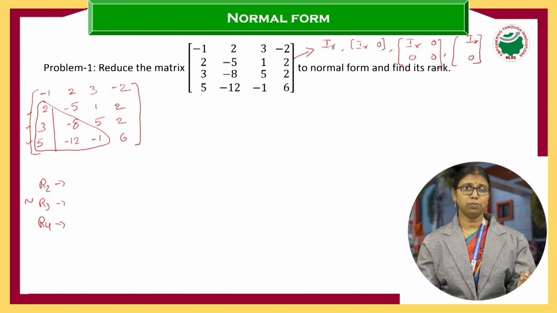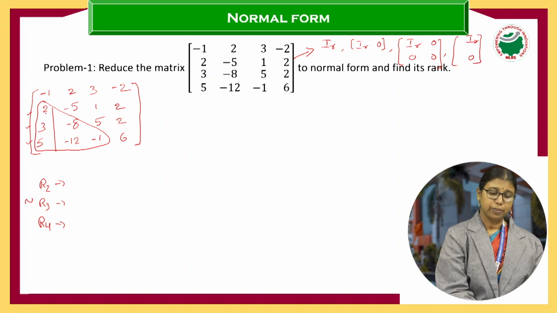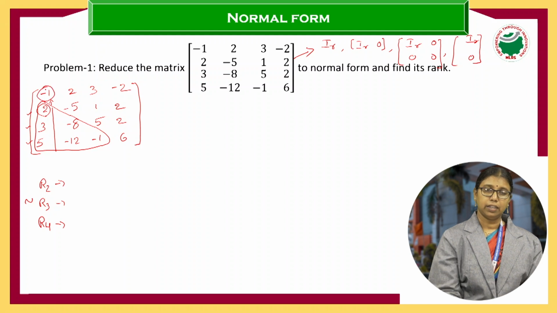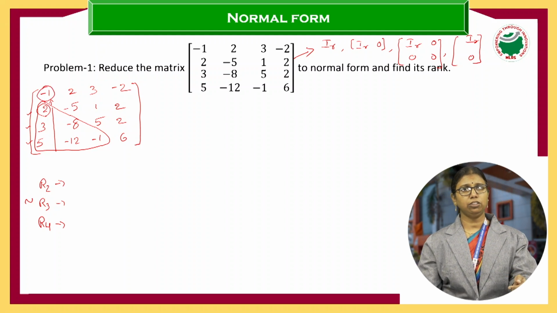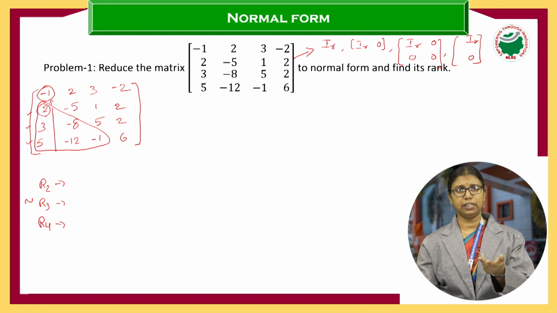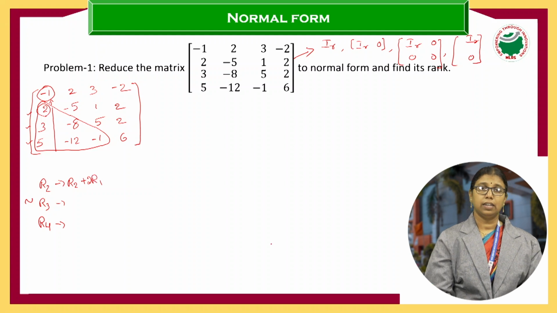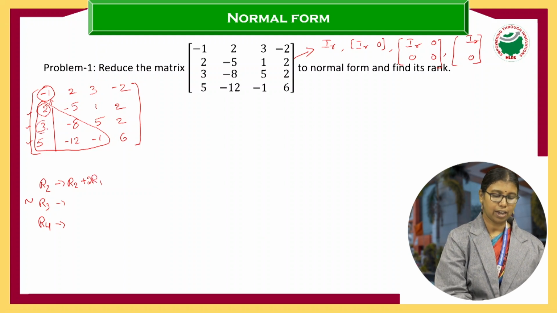We are not changing R1. See, in R2, here I have 2, and the corresponding value in R1 is minus 1. Instead of minus 1, if you had 2 there, by adding both rows, you would get 0. That means we can change R2 as R2 plus 2R1. Next, for R3, here the value is 3.